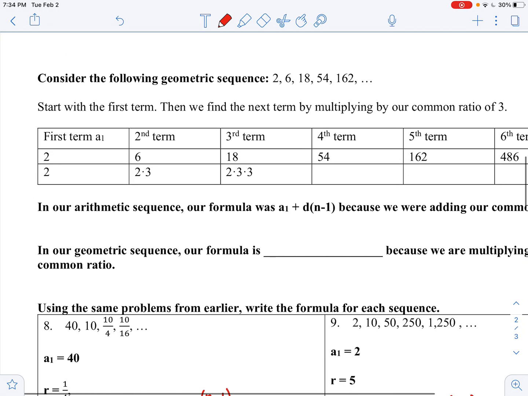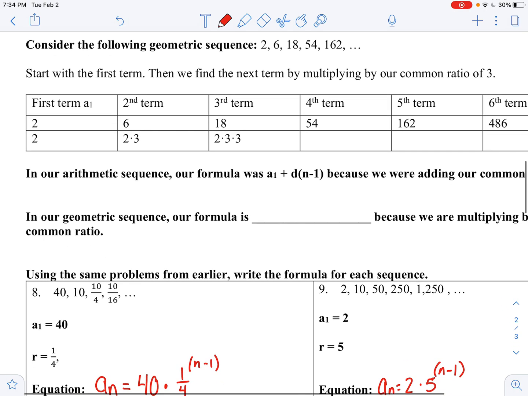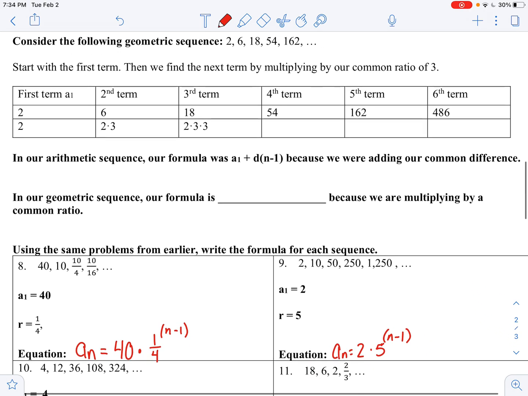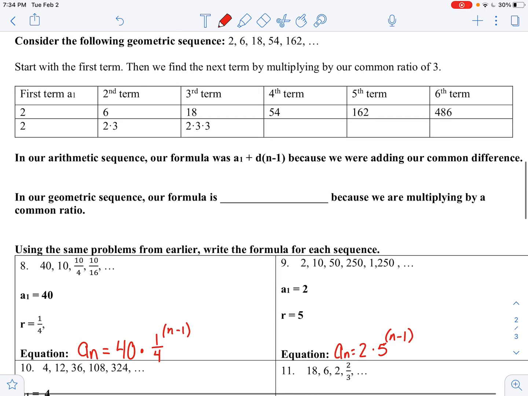Now, in our next video, we're going to look at how to write the equation of a geometric sequence once we have our common ratio. So stay tuned for that video.